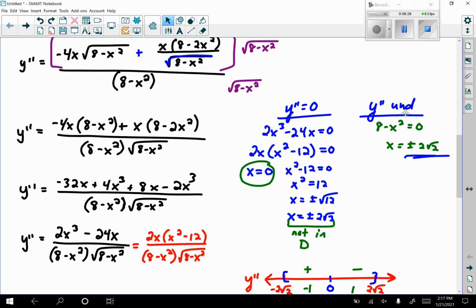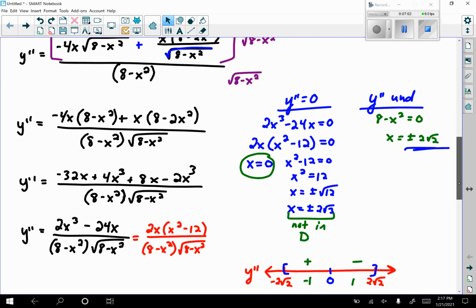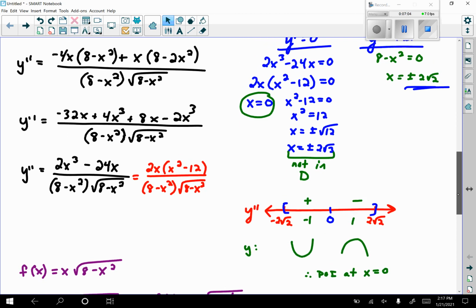So now I'm going to ask myself the two questions. Where is our second derivative equal to 0? Where our numerator is equal to 0. Again, I want to factor this. So when I do, I get x is equal to 0, or x squared minus 12 is equal to 0. When I solve this, I get plus or minus the square root of 12, which is plus or minus 2 radical 3. Well, 2 radical 3 positive is greater than 2 radical 2. Negative 2 radical 3 is less than negative 2 radical 2, so that's outside the domain, so we don't even worry about that. Our second derivative is undefined also at the ends, plus or minus 2 radical 2. So I only have one critical number here.